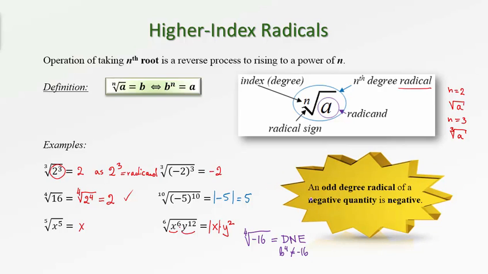And the second rule is, an odd degree radical of a negative quantity is negative. For example, this cubic root of negative 2 cubed, it's actually the same as cubic root of negative 8. So cubic root of negative 8 is negative 2. Odd degree root of a negative number is negative. Even degree root of a negative number doesn't exist.